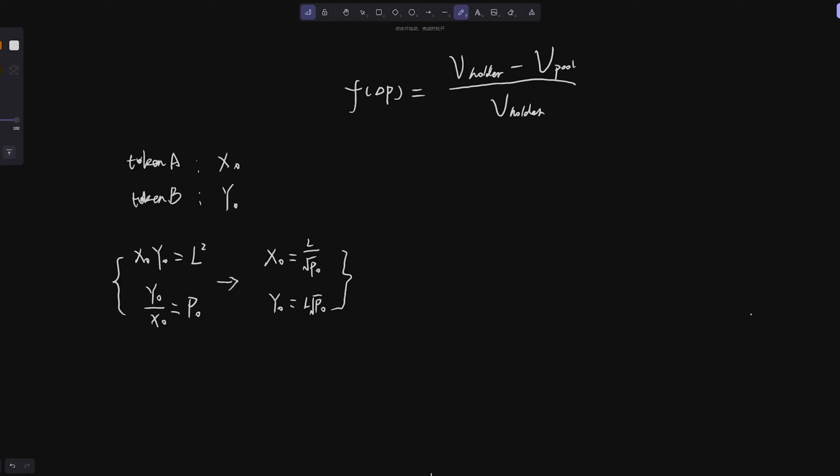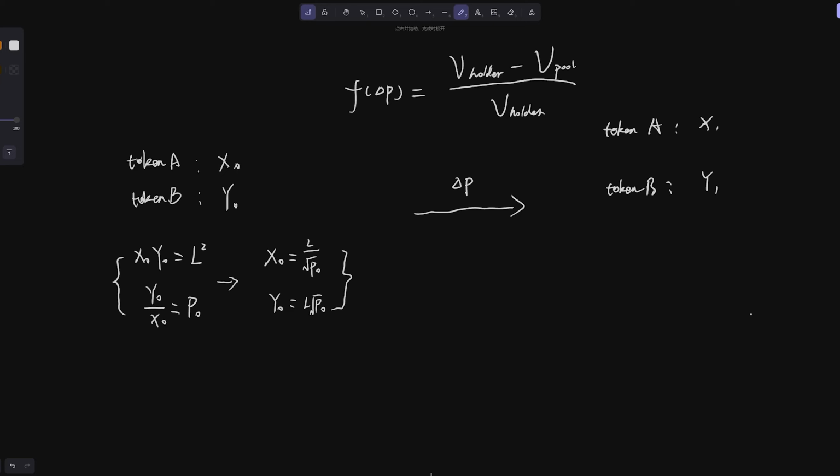Okay, let's see what happens when the price changes by delta P. Now after the price change, the token amount will change too. Let's say there is x1 amount of token A and y1 amount of token B.